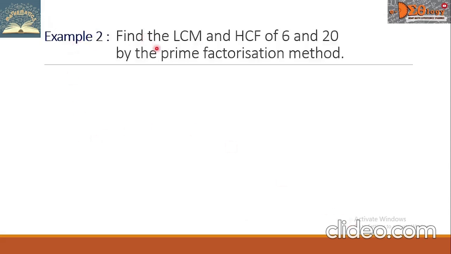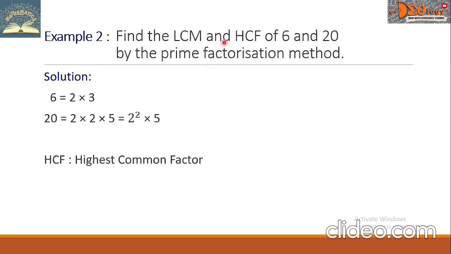Example 2. Find the LCM and HCF of 6 and 20 by the prime factorization method. Let us write the two numbers 6 and 20. Then we factorize by prime factors. For number 6, we have 2 times 3. For number 20, we have 2 times 2 times 5. We combine the 2 and 2 using powers. We have now 2 square times 5.